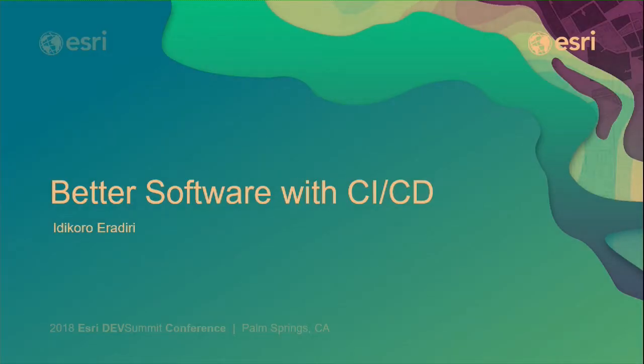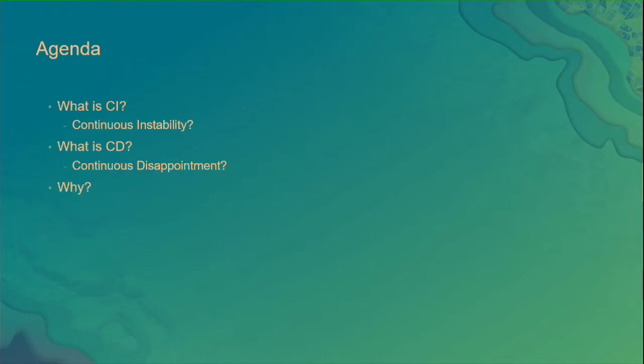All right, cool. So here we go. So the basic agenda is going to talk about CI, continuous instability, or CD, continuous disappointment, which is a term that Courtney, one of our product engineers, coined. And then also kind of go over why you want to consider doing this, as part of your software development practice.